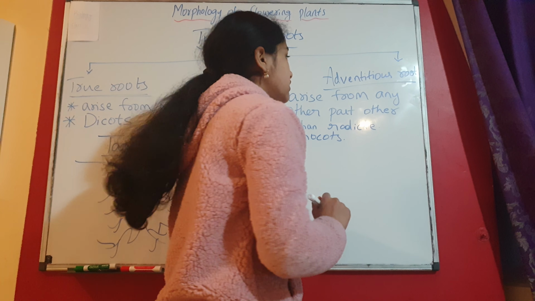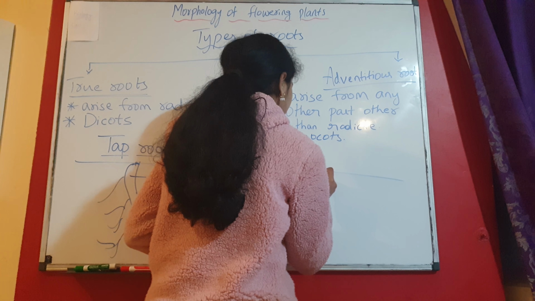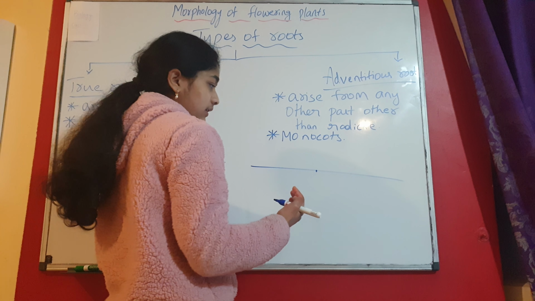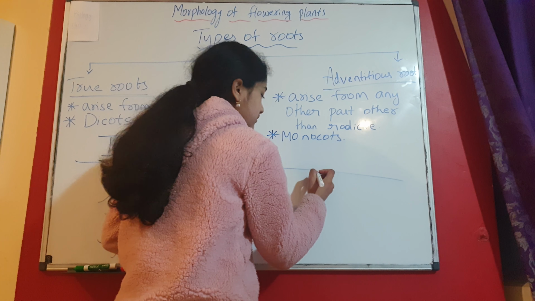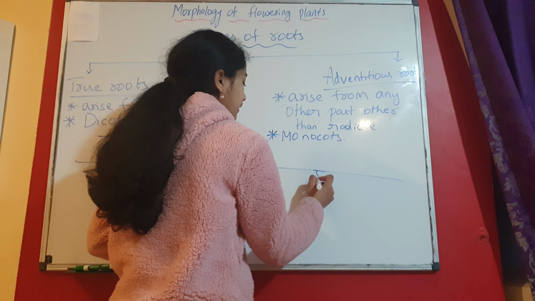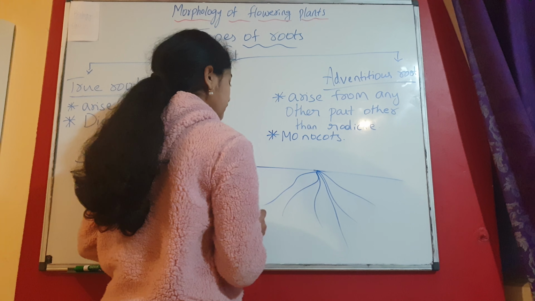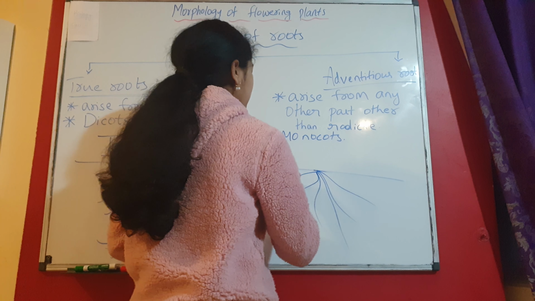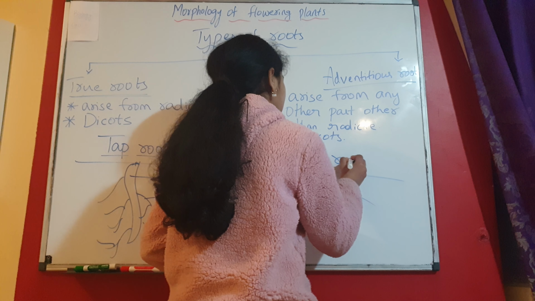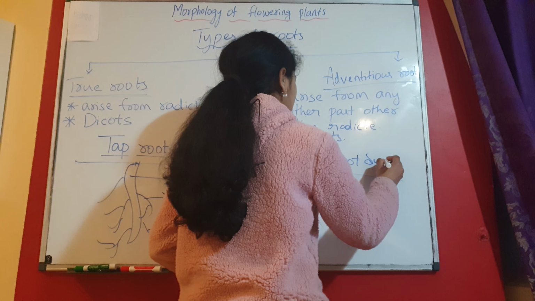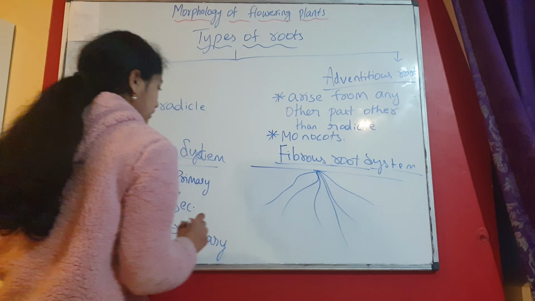In case of adventitious roots or false roots, if this is the ground and there is the radicle here, eventually the radicle degenerates, it goes off, and the roots are formed from other parts. These roots, or this system, is known as the fibrous root system. The roots look like fibers. This is the fibrous root system.